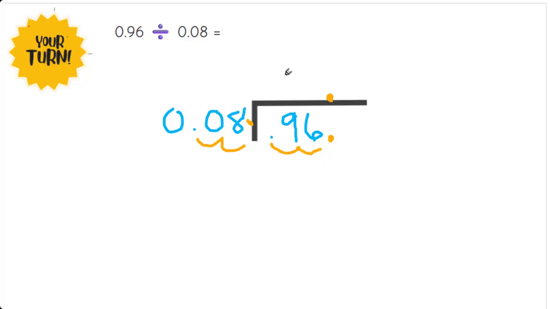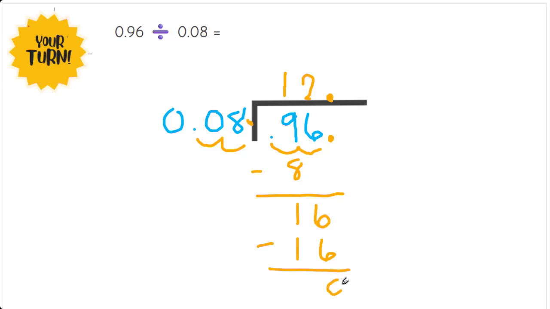I can get 1. 8 times 1 is 8. I can get an 8 out of that. And then subtract. And 16 divided by 8 is 2. Minus 16. And my answer is 12. Again, if you want to put a placeholder here, you can, but you don't need to.